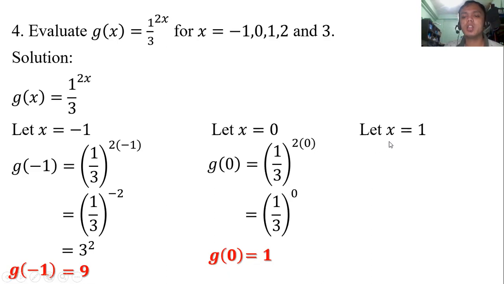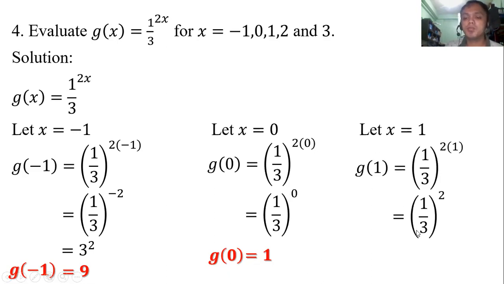The next, let x equal to 1 naman. 1/3 raised to 2 times 1, that is 2. Then, what is the square of 1/3? Since positive naman na siya, no need to get a reciprocal. What is the square of 1/3? 1/3 times 1/3, that would be equal to 1 over by 9.